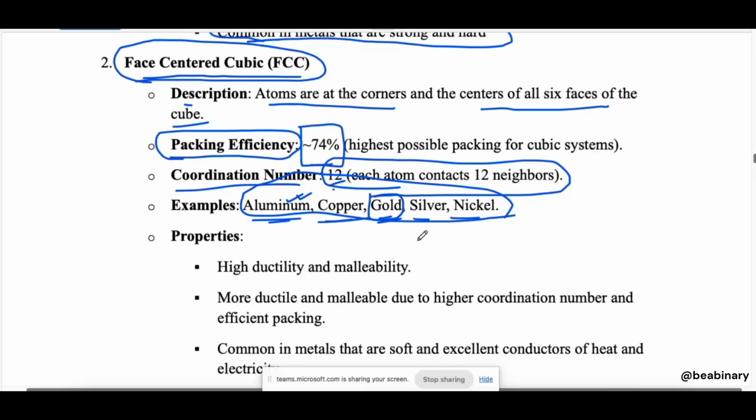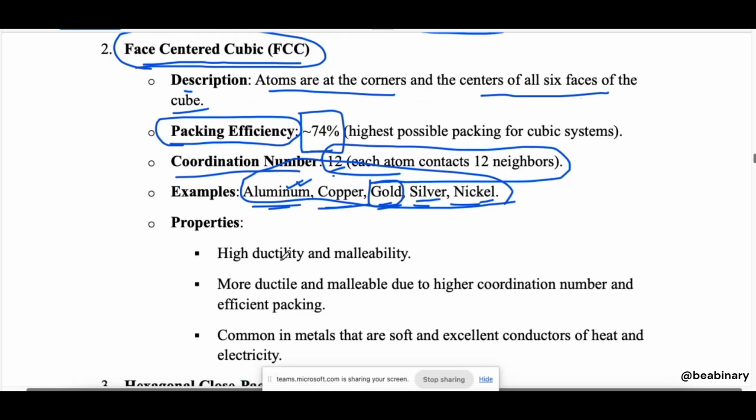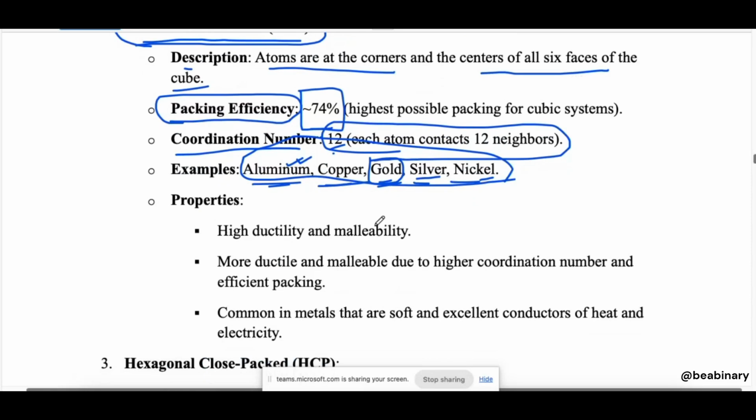Okay, so every country has their reserve of gold, and according to that, they can have their money valuations, right? Silver, you know all very well. Nickel is a little bit cheap material. Okay, so they all exhibit the FCC, face-centered cubic cell, cubic structures.